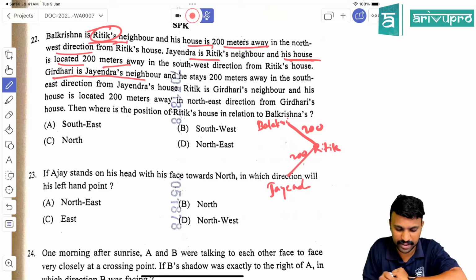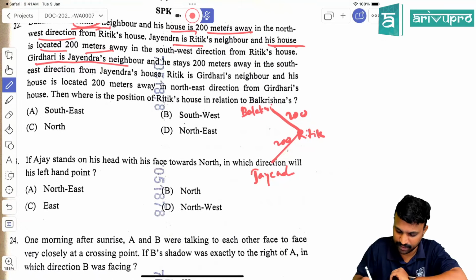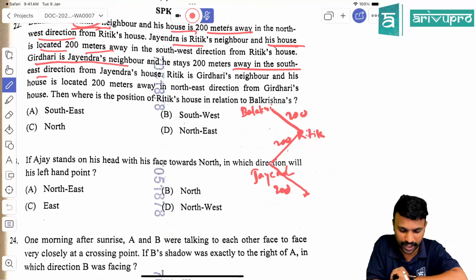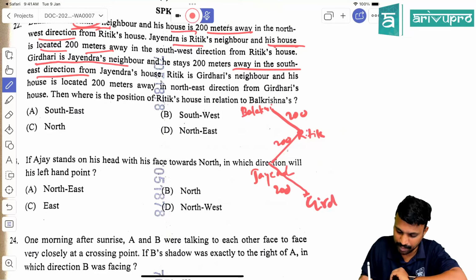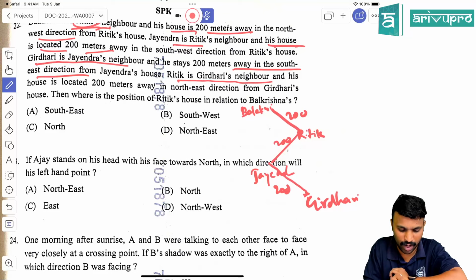Girdhari is Jayendra's neighbor. Jayendra becomes a reference for Girdhari. Where is Girdhari? 200 meters away in the southeast direction. Here is Girdhari. And what next? Ritik is Girdhari's neighbor and his house is located 200 meters away in the northeast direction.